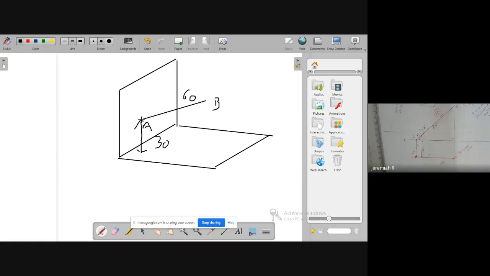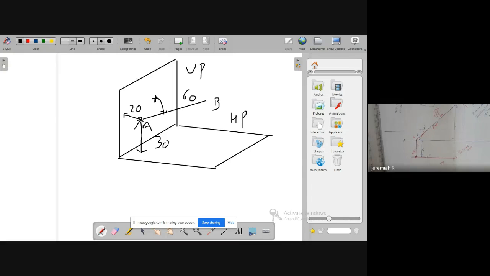How much is capital A in front of VP? 20 mm in front of VP. The line is kept inclined at 50 degrees to the vertical plane. In the last case we have seen inclined to the horizontal plane, but here it is inclined to the vertical plane. How much is it inclined?